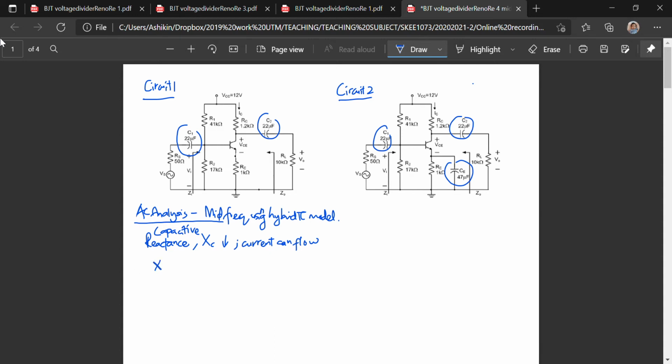Okay, so we have the equation XC equals 1 over omega C, and we know that omega equals 2 pi f. So when XC decreases, the current can flow. Therefore, we represent our capacitor with a closed circuit.